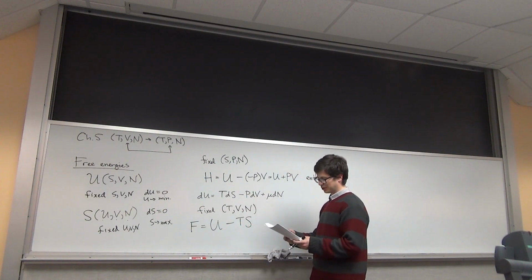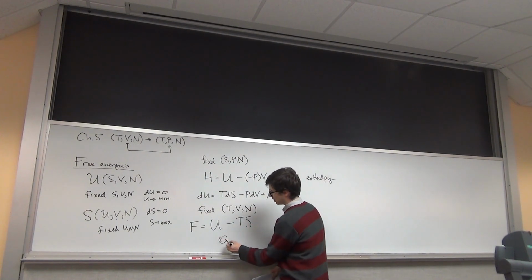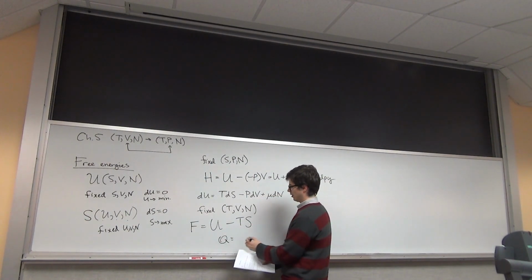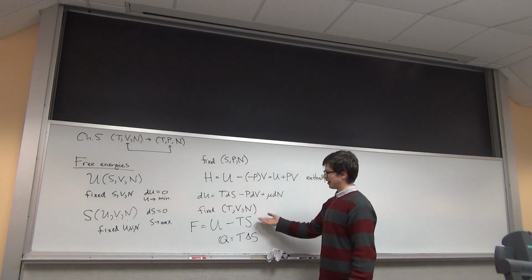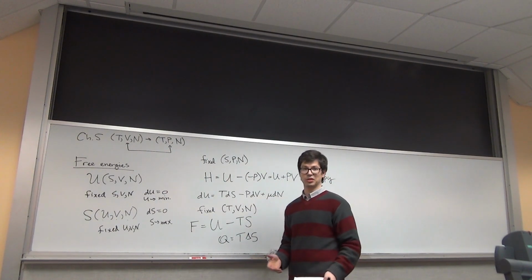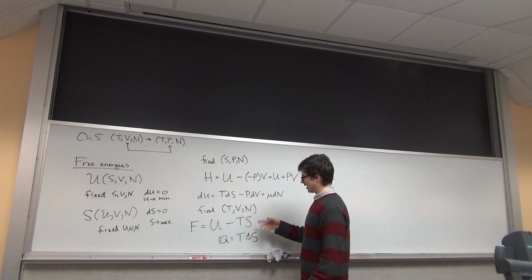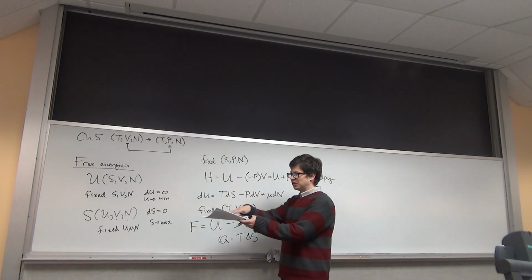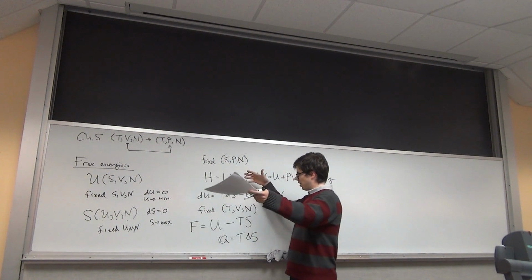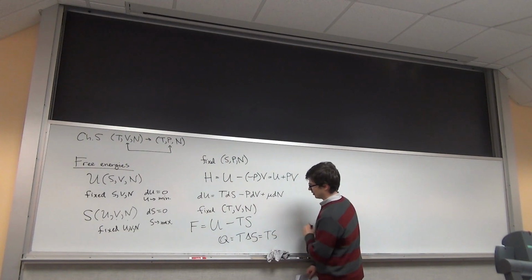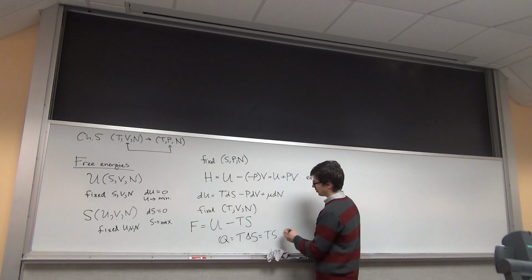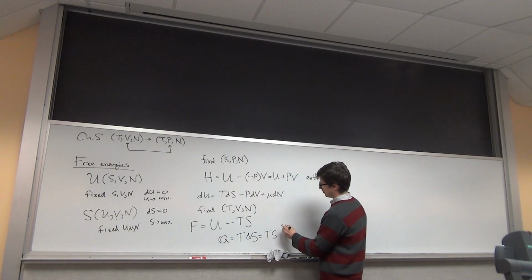If you're at constant temperature, remember that Q is equal to T delta S. So this is sort of U minus the amount of heat you would get from the environment if you were to create the system from scratch. So then, you would create from zero entropy, from nothing, all the way up to S. This is the amount of heat you would get if you were to create the system from scratch.